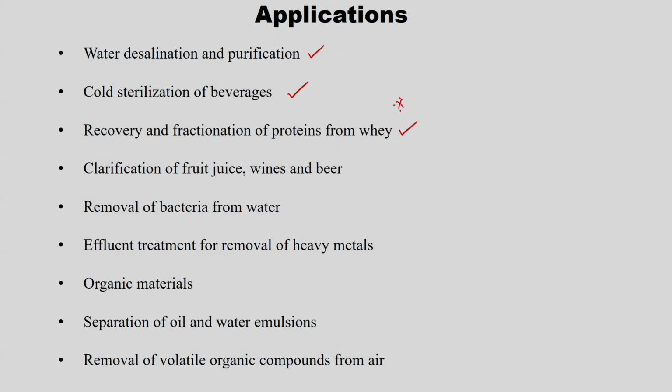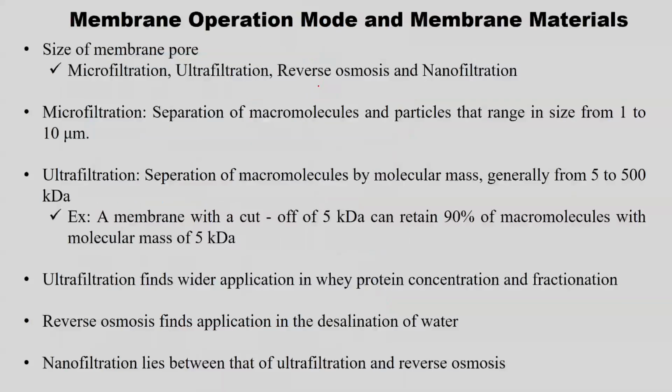So, this is a very important application of membrane separation process in the food industry, and also the clarification of fruit juices, wines and beer, removal of bacteria from water, and effluent treatment for removal of heavy metals, organic materials, separation of oil and water emulsions. This is also used in the food industry enormously. Removal of volatile organic components from the air. These are common applications, but a few of these applications are very much used in the food industry.